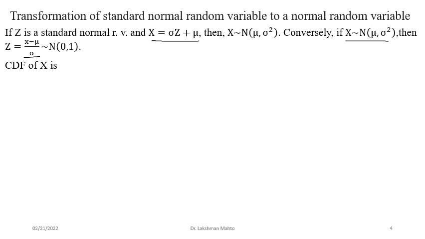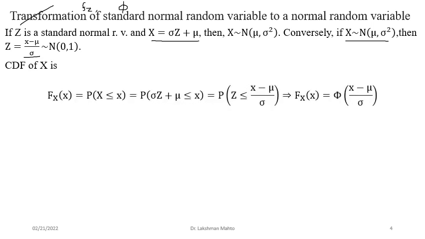Now, our concept is that here Z is known to us. That means we know the PDF of Z, f of z, which is very much symmetric about the origin. Also, we know the CDF of Z. Both things are known to us. But we don't know the CDF and PDF of X, that transformed version of Z. So how can we easily find those things? We will see it in terms of the CDF of Z.